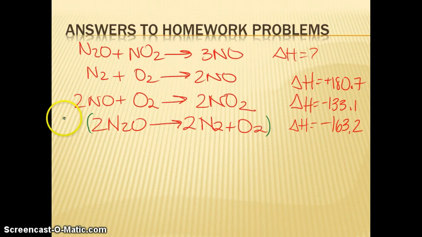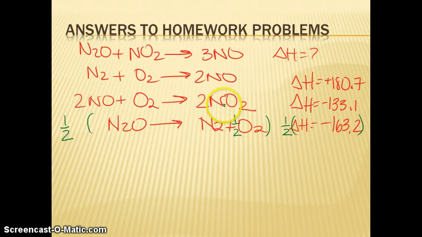And so by doing that, right, I'm going to need to multiply my delta H by 1/2. And then that's going to change all my coefficients. So I end up with 1, 1, and 1/2, actually. And that's okay. It is okay to have fraction coefficients when you're doing Hess's law. All right. Then we look at the equation above.